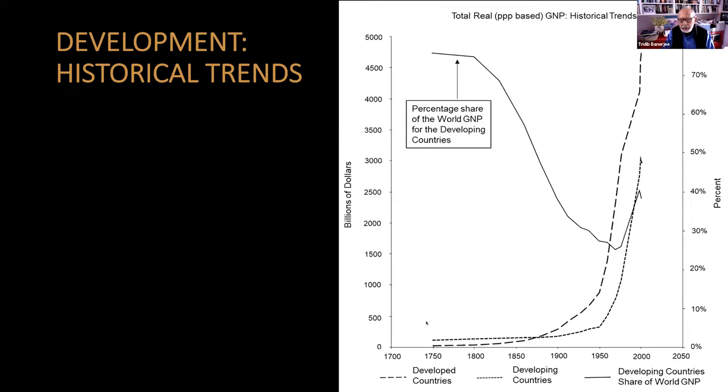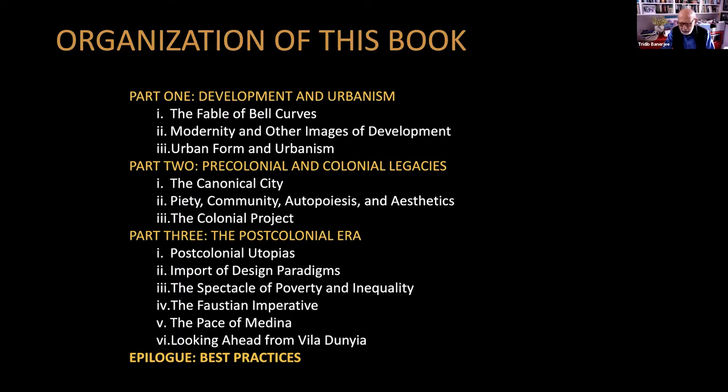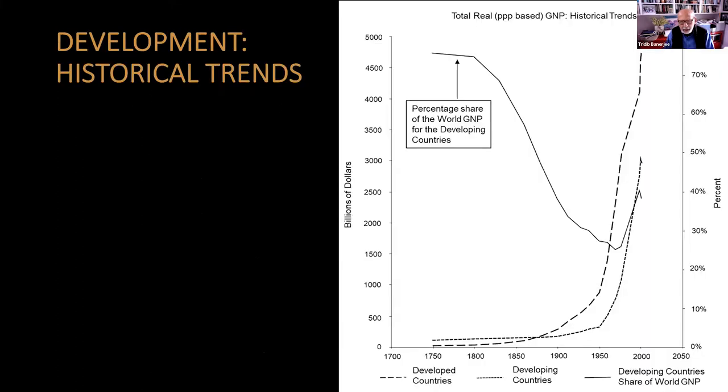the total real purchasing power parity-based GNP, the historical trend. So if you go back to the beginning of the 18th century, 1750-ish, around that time, you see that the big dash line is the share of what you call today developed countries, and the short dash line is what you could call the global south. This is the global north and global south, let's say. And the global south's total real GNP used to be higher than that of the global north in 1750.